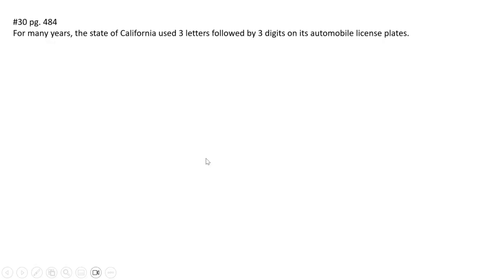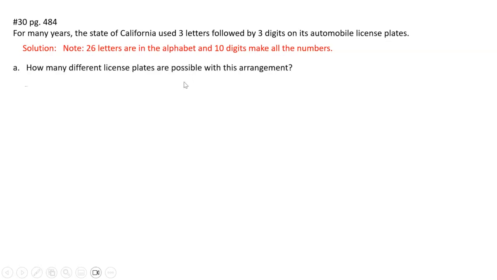Okay, now this is number 30. I believe this is from page 485, not 484. For many years, the state of California used 3 letters followed by 3 digits on its automobile license plates. Remember, for the US, there's 26 letters in the alphabet, and 10 digits make all the numbers. So the first 3 are going to be letters, and the second 3 are going to be digits.